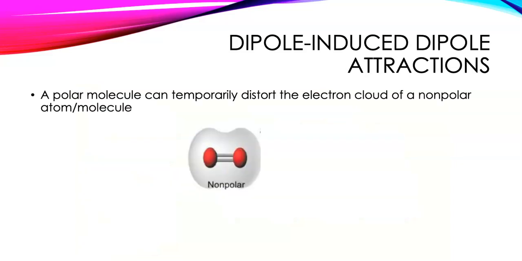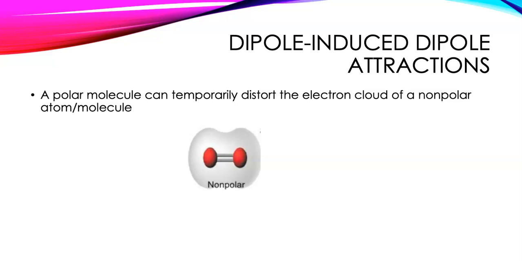So the next type of attraction I'd like to talk about are dipole-induced dipole attractions. What you need here is a polar molecule interacting with something that is not polar, all right? The reason this happens is that a polar molecule can temporarily distort the electron cloud of a nonpolar atom or molecule. So what I've got here in the picture is an image of an oxygen molecule, and it's just hanging out. Its electron cloud is very symmetric.